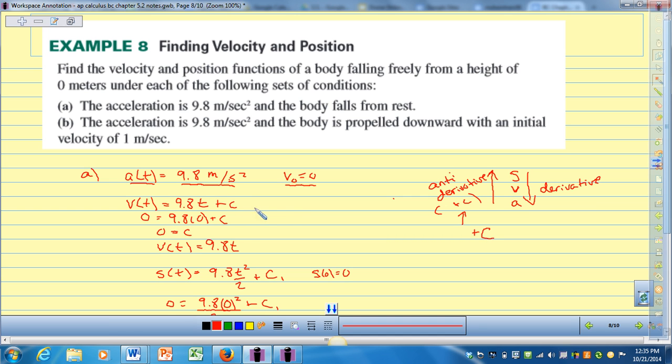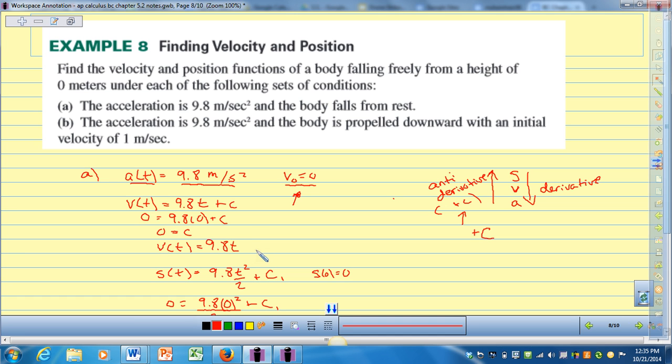So that works. But now we need to solve for that constant. So we use what is called an initial condition, which in our case was that the body falls initially from rest, so the initial velocity was 0. So at time 0, the velocity is 0. So that's what we're doing here. We're putting 0 in for velocity and 0 for time and solving for c. In this case, c ends up being 0, so our velocity function was 9.8t.